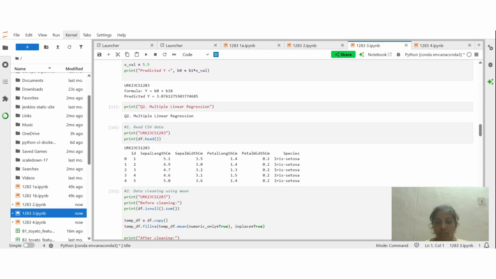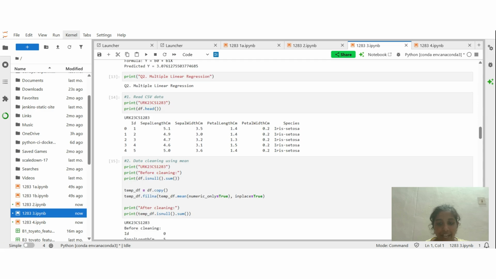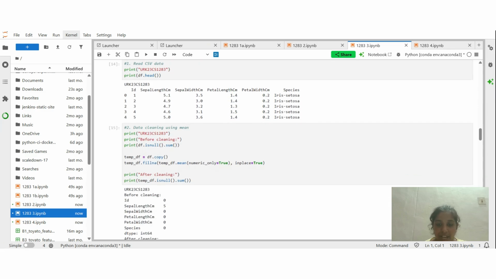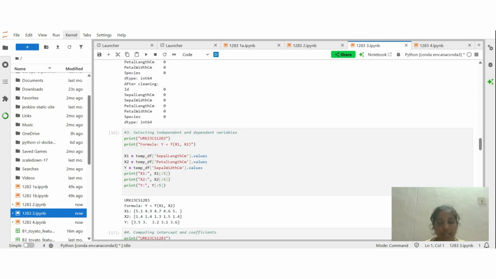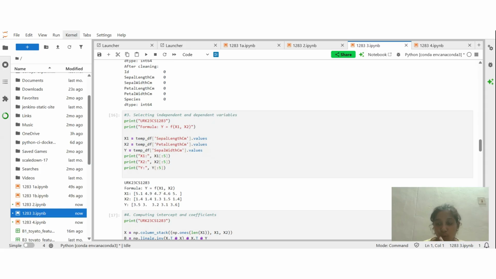And next one is multiple linear regression. Same like that, we read the data and we handle the missing values. And like this, third question is choosing x1, x2 and y. X1 for sepal length and x2 for petal length and y for sepal width. I selected two inputs and one output, so it is multiple.